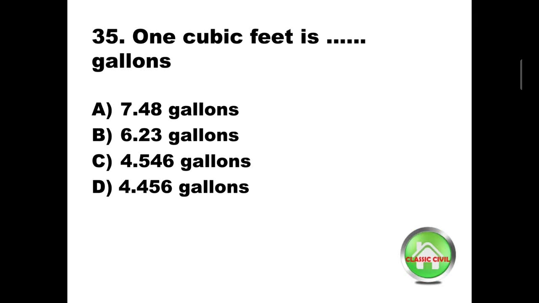Question number 35. 1 cubic feet is dash gallons. Option A, 7.48 gallons. Option B, 6.23 gallons. Option C, 4.546 gallons. Option D, 4.456 gallons. 1 cubic feet is dash gallons. Answer is option A, 7.48 gallons.